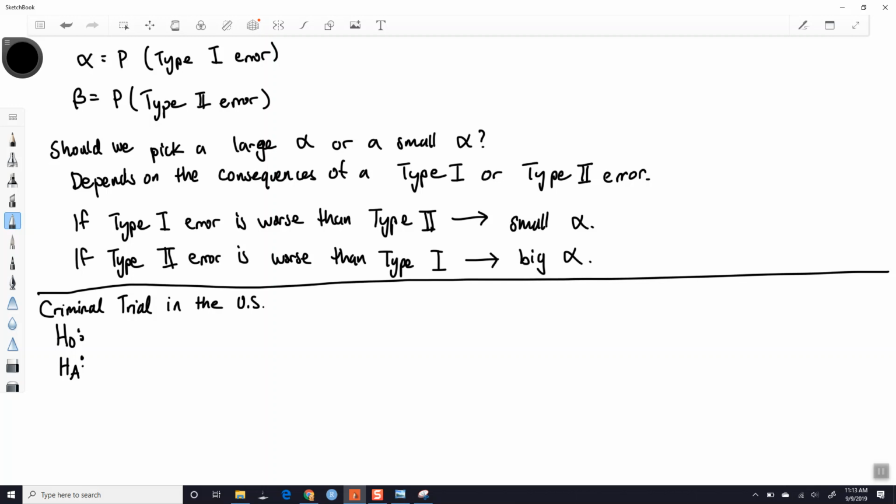Anyway, at the end of the show, whenever someone was arrested, they would say the defendant is always presumed what? Presumed innocent until proven guilty in a court of law, right? And so, in a criminal trial, what would our null hypothesis be? That the defendant is innocent or guilty? Okay, we're going to write the defendant is innocent. And then the alternative is that the defendant is guilty.